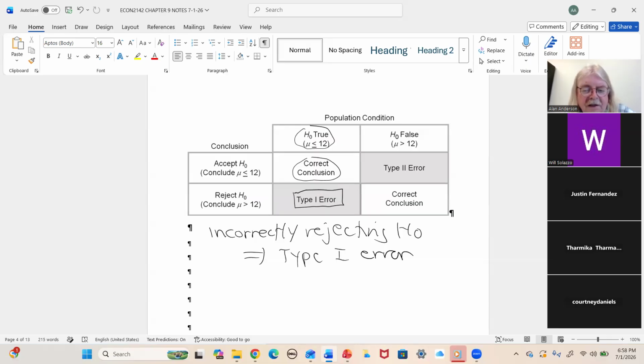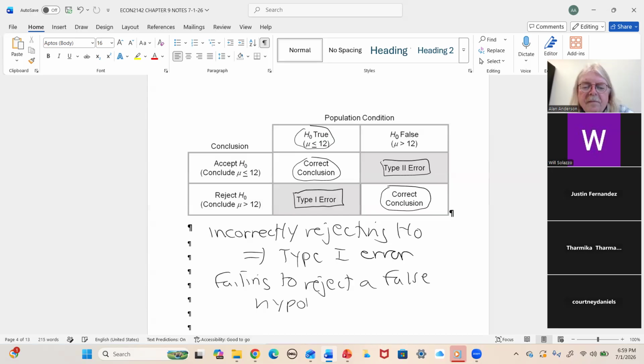On the other hand, on this side of the fence, if our null is actually false, in other words, the mean time is not below 12, and we reject our null, that means we made the right decision. But if instead we did not reject the null, that means we made a mistake known as a type 2 error. So in other words, this is the case where we fail to reject a false hypothesis. That is a type 2 error.